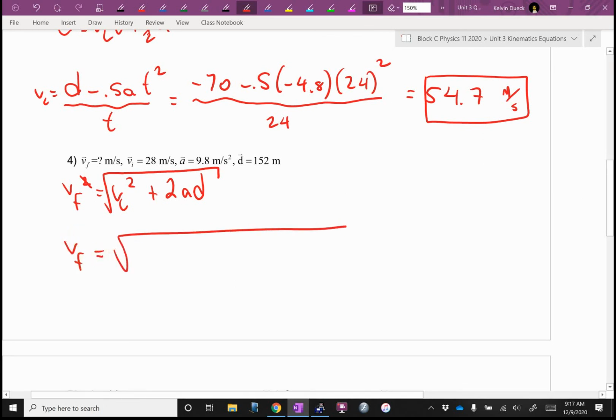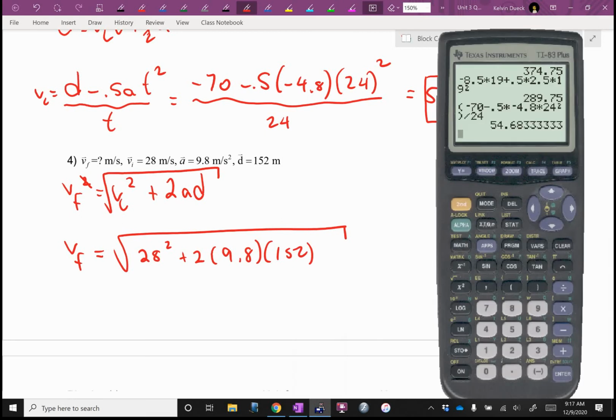Square root of 28 squared plus 2 times 9.8 times 152. I'll put my little down hash there. How am I going to type that? On my calculator, because when I hit square root, it doesn't do a little small mini window. On the newer calculators that have the fancy schmancy fraction button, you can probably do this in one step. I tend to do what's inside the square root first. 28 squared plus 2 times 9.8 times 152. And then square root of that.